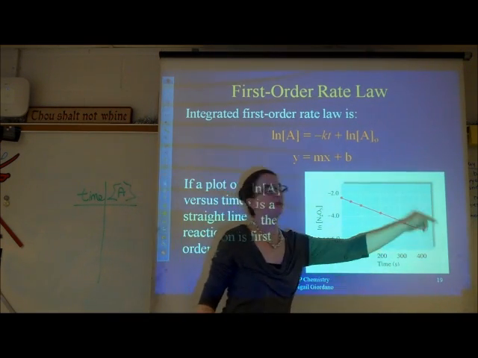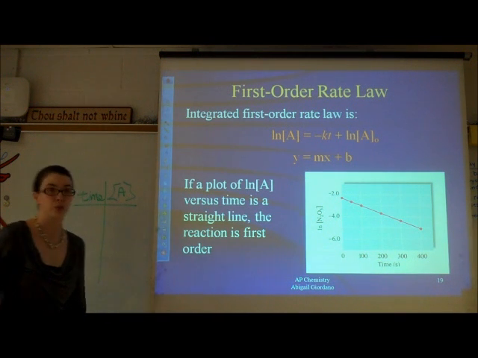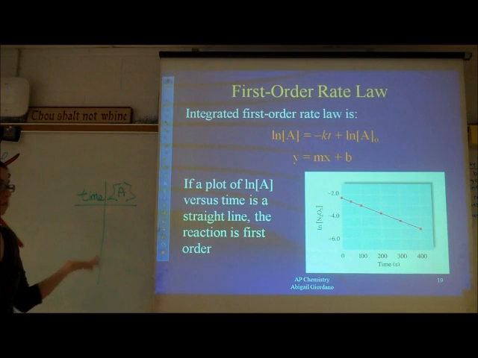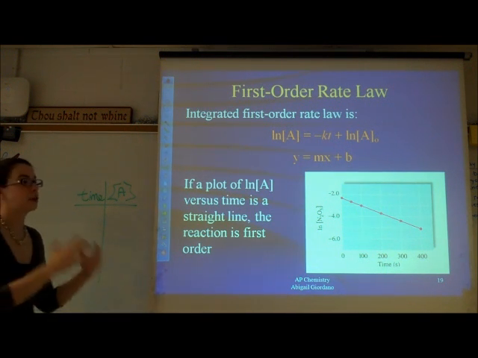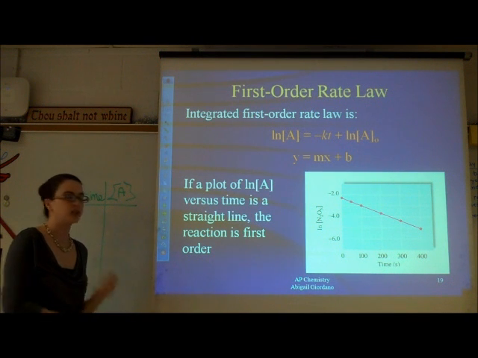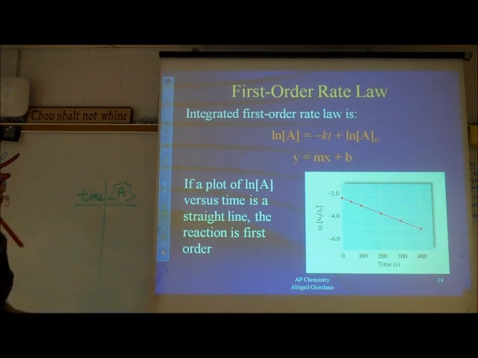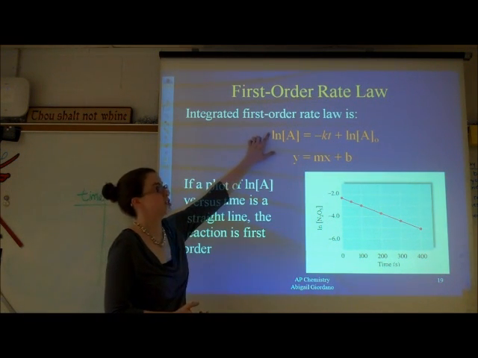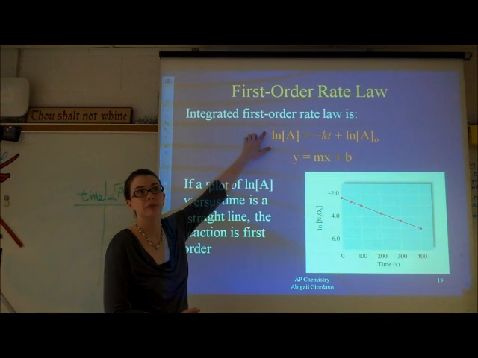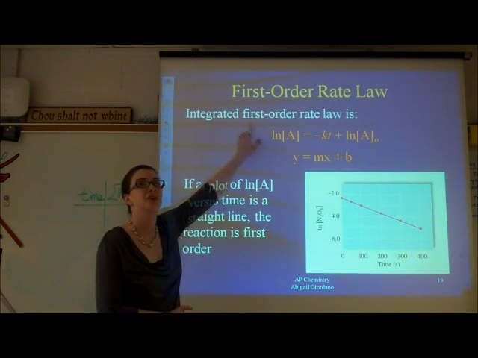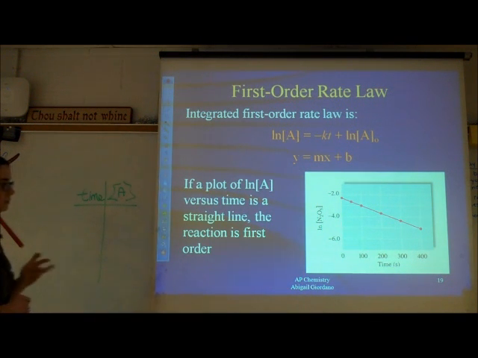If your data comes out to be a straight line, which it won't always, but let's say that it does, then you say, okay, this must be first order data. It's not zero order. It's not second order. It's not third order. It's first order. Which means you may use this equation if you need to. If you have second order data, you can't use this equation because this is for first order only. Okay?